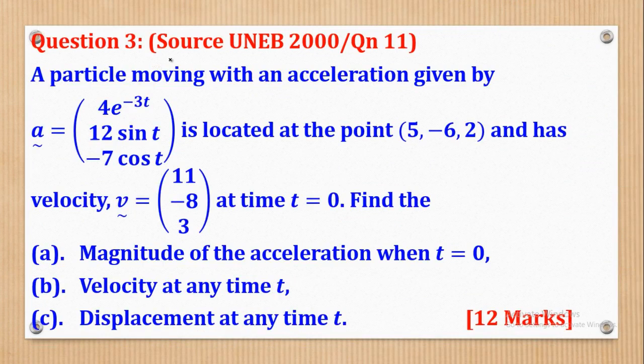Now we shall go to question 3. Question 3 came from UNEB 2000 paper 2 question 11, and it says: a particle moving with an acceleration given by a, which is 4 exponential of negative 3t, 2 sine t, and negative 7 cos t, is located at a point 5, negative 6, 2 and has a velocity of 11, negative 8, 3 at time t equal to 0. Find part A, the magnitude of the acceleration when t is equal to 0, part B, the velocity at any time t, and part C, the displacement at any time t.